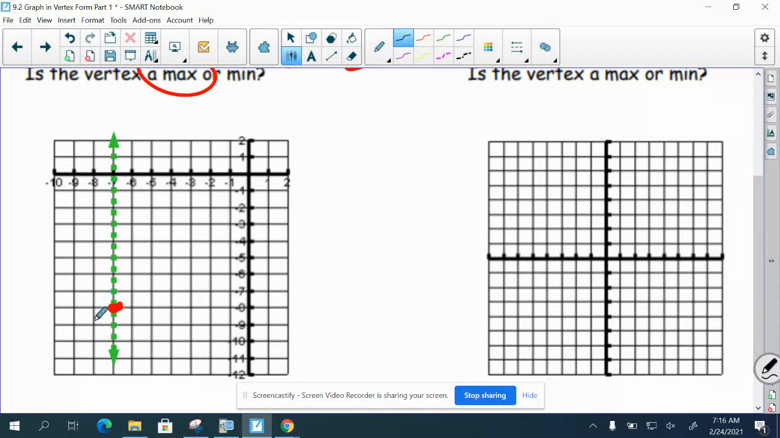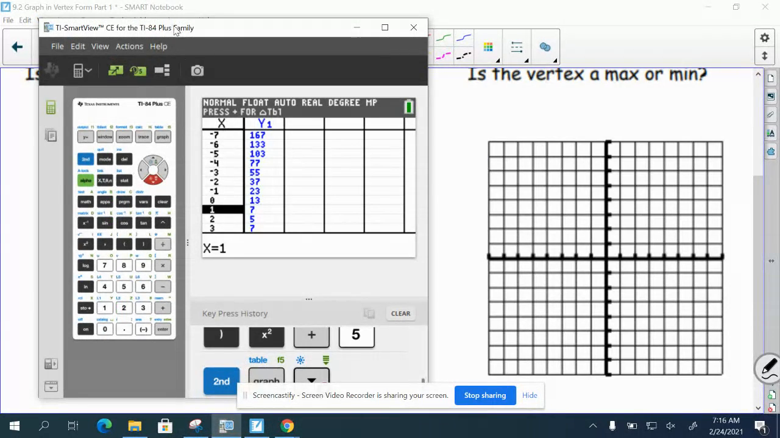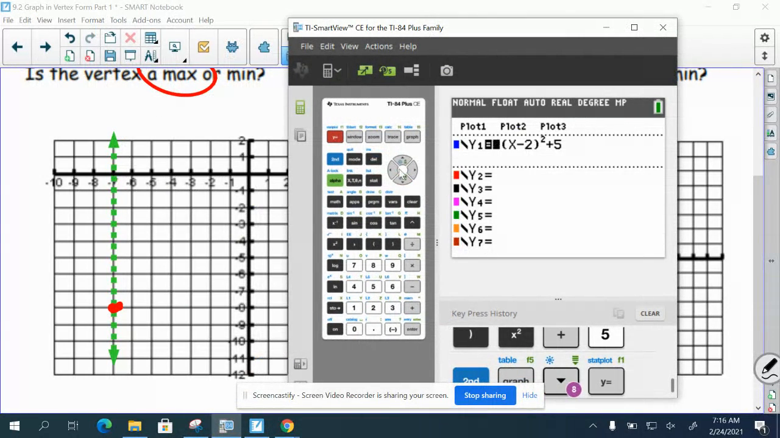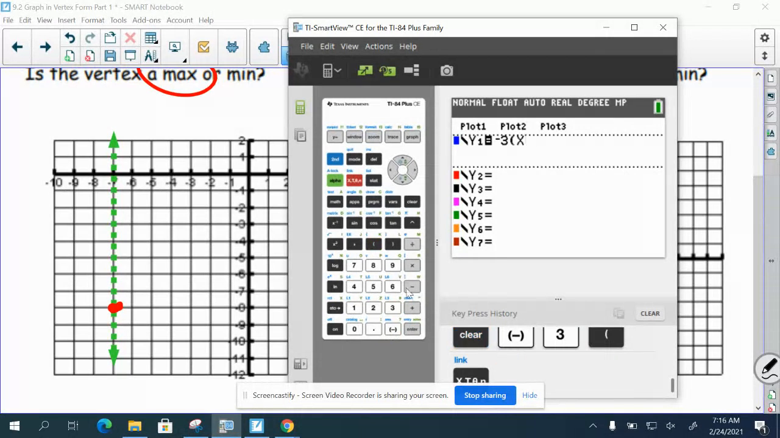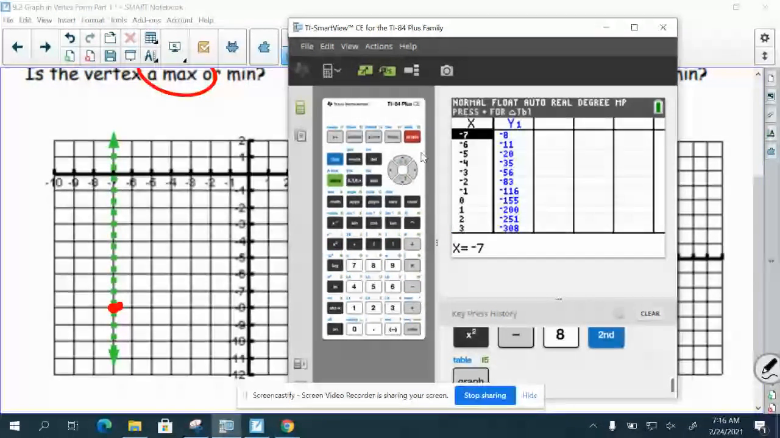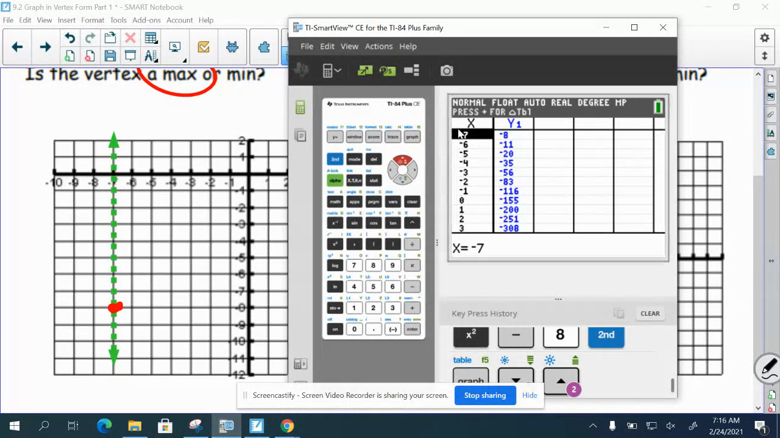And then this parabola is going to be opening down. So we're going to need another point on the right or the left. So I'm just going to go ahead and type it into y equals. We've got -3 times x plus 7 squared minus 8, second table, and I will identify my vertex right there.